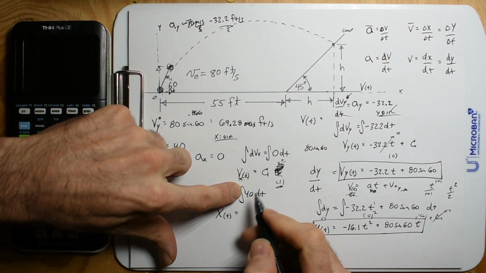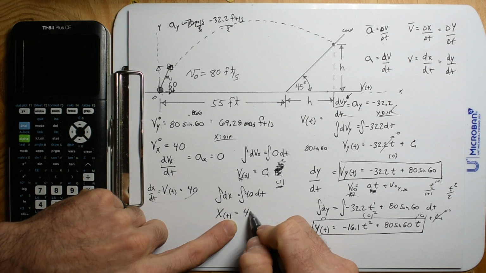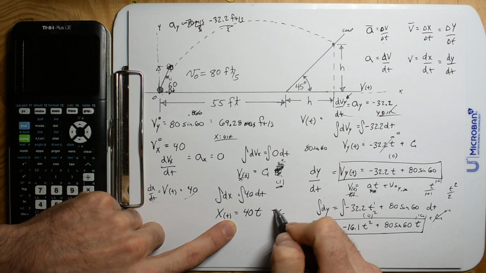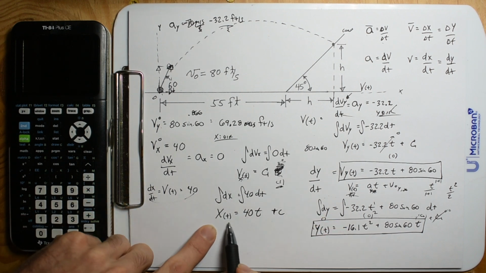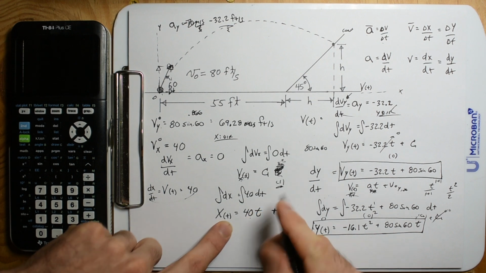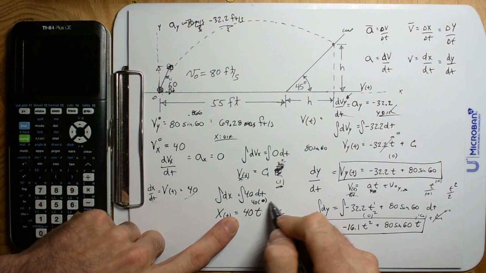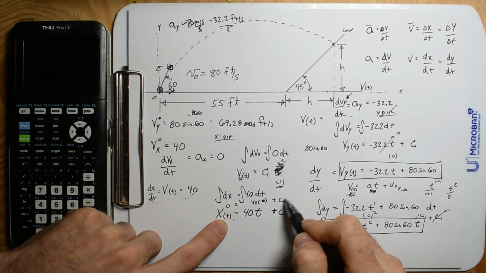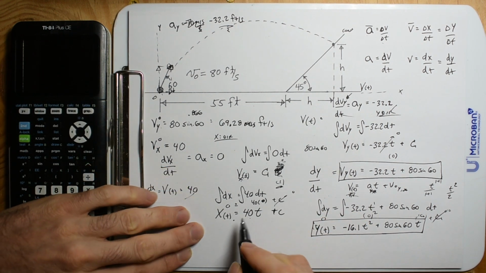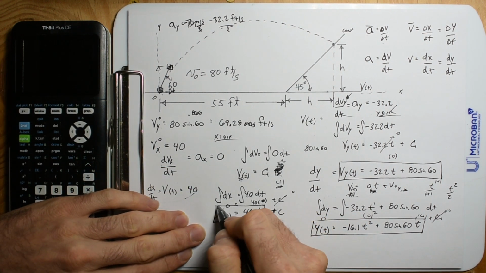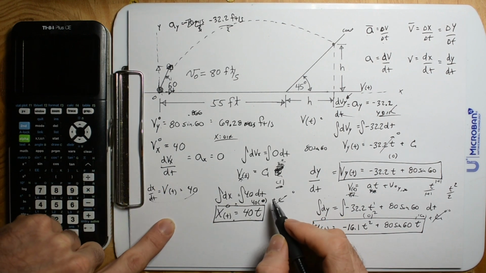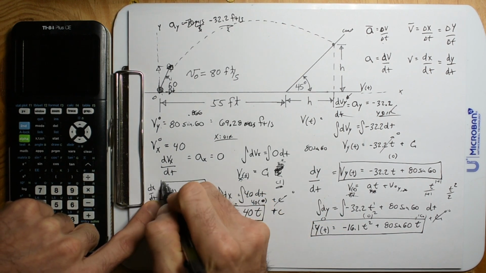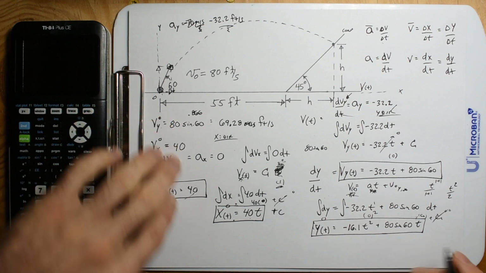We have integration of a constant. That's just going to be 40t plus a constant. And so at time equal to 0, this is going to be 40 times 0 plus a constant. Our position is going to be 0. So our constant has to be 0. So cool. This is an equation for our position, and this is an equation for our velocity. All right, hell yeah.